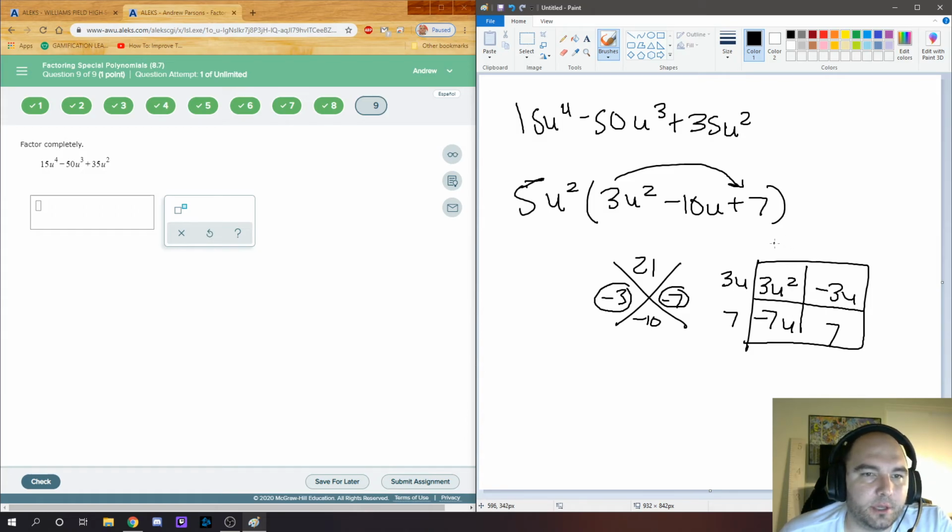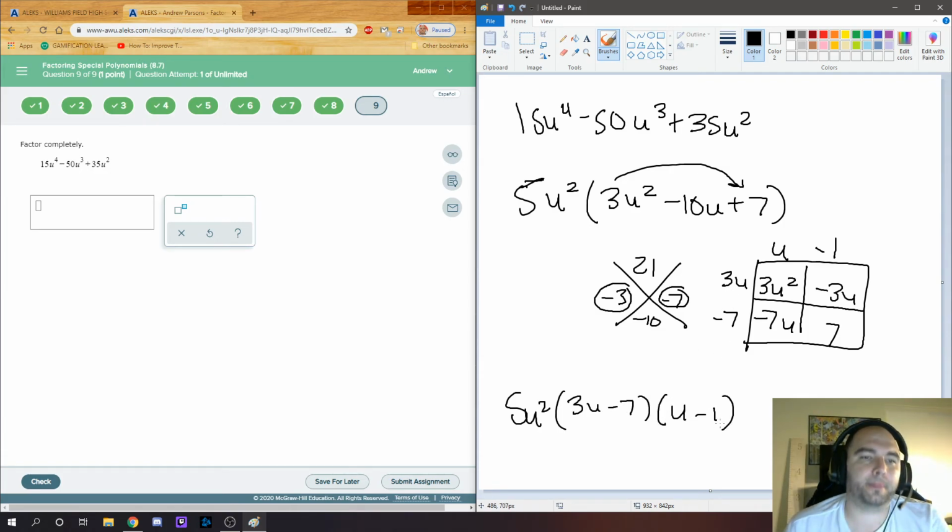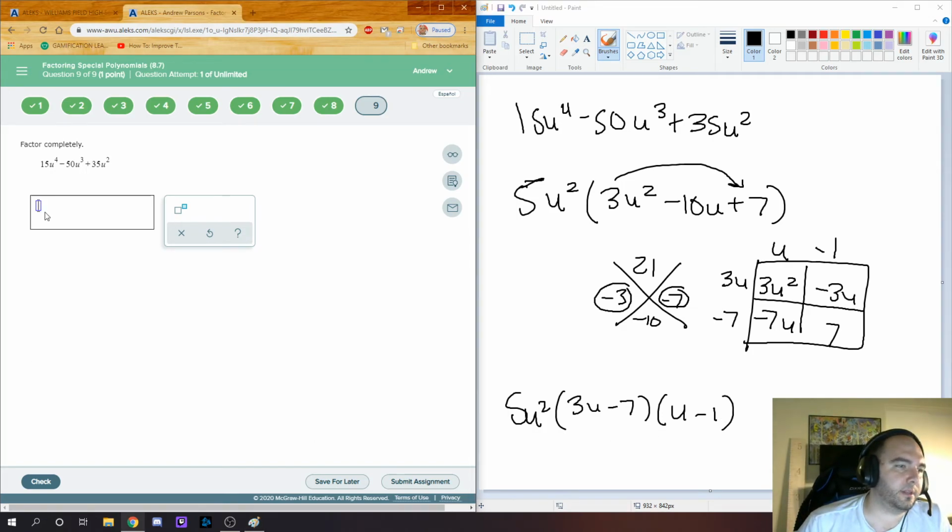I can divide out u and nothing, so I'm going to put a 1. And then the only way to make this work, because these signs don't match up, u times 7 is not negative 7u, is to put a negative on the 7 and therefore a negative on the 1 so that it makes this stuff work out as well. So my final answer will be 5u squared, 3u minus 7, the thing I got from the side over here, and u minus 1.